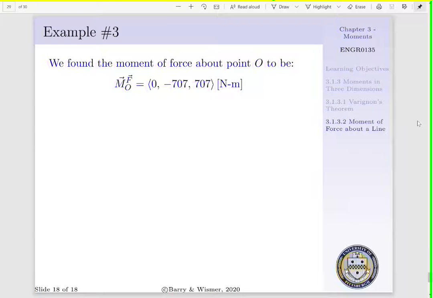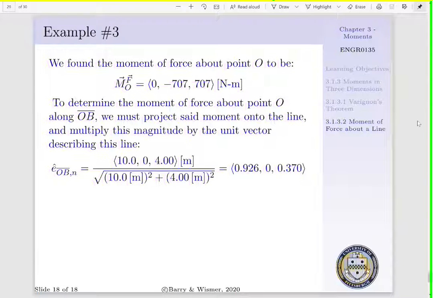We're going to need to now define our unit vector that describes OB. And then we can project our moment of force onto said unit vector, and then multiply this magnitude through the unit vector. Our unit vector describing line OB is given as 10.0, 0, and 4.00 meters per the square root of the sum of the squares, 10.0 meters squared plus 4.00 meters squared. We find our unit vector to be 0.926, 0, and 0.370.